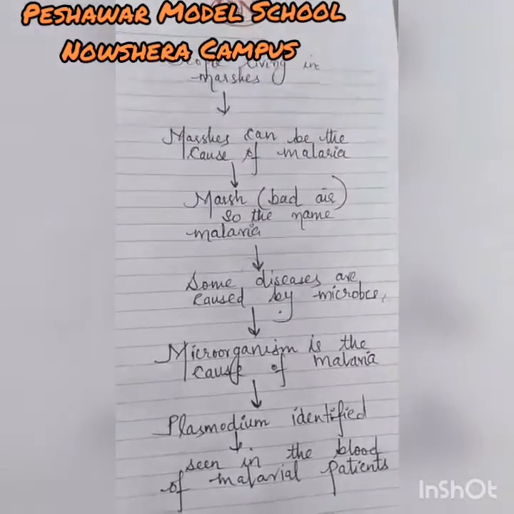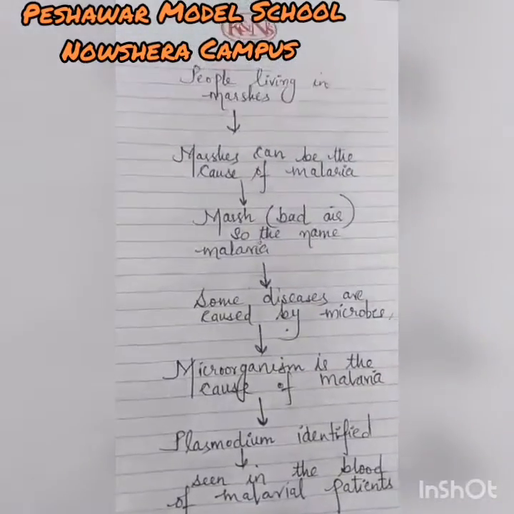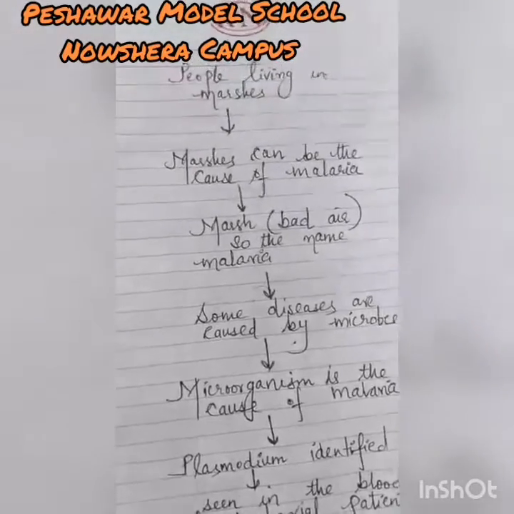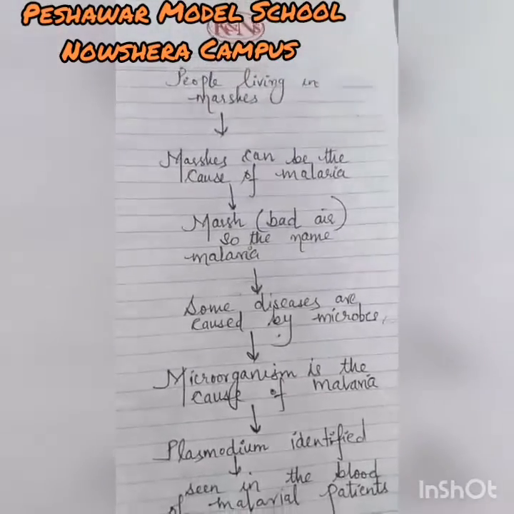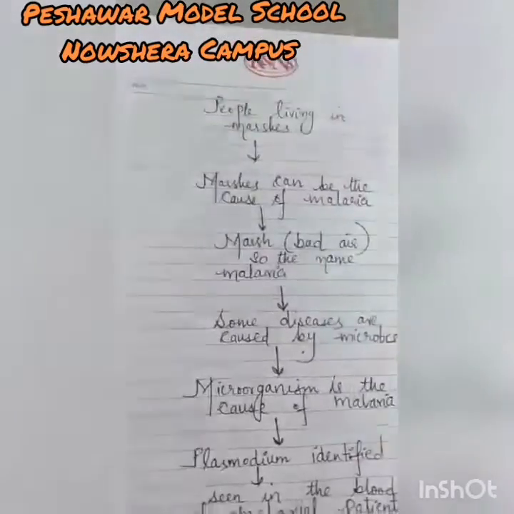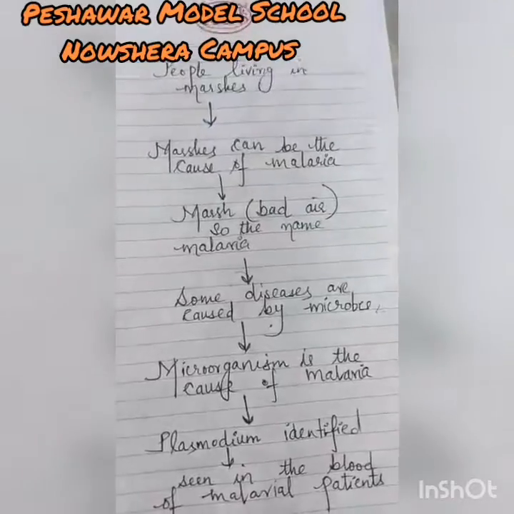Then, how did malaria get its name? Mal-aria is an Italian word which means bad air. So, the name malaria was given to it. We are first following the first step of the biological method, which is observation.